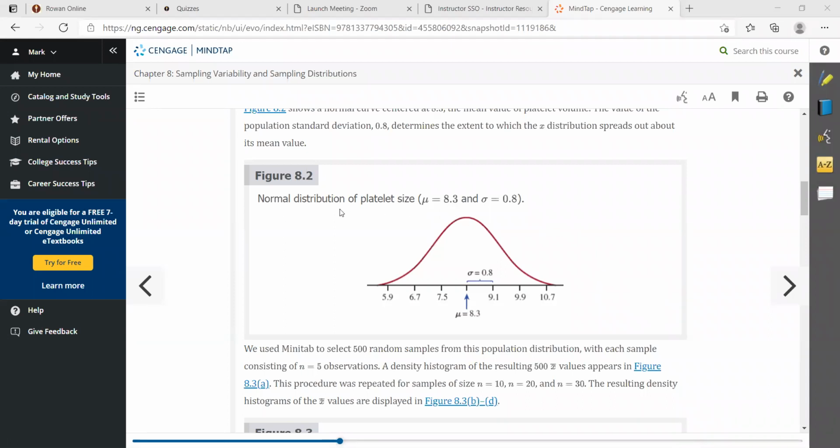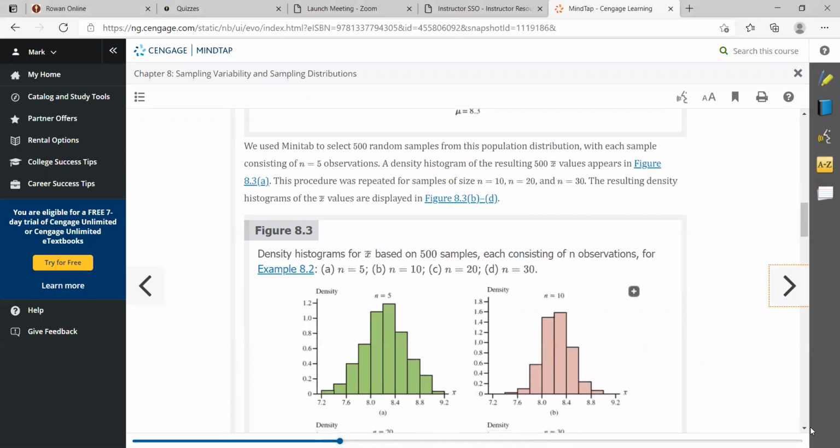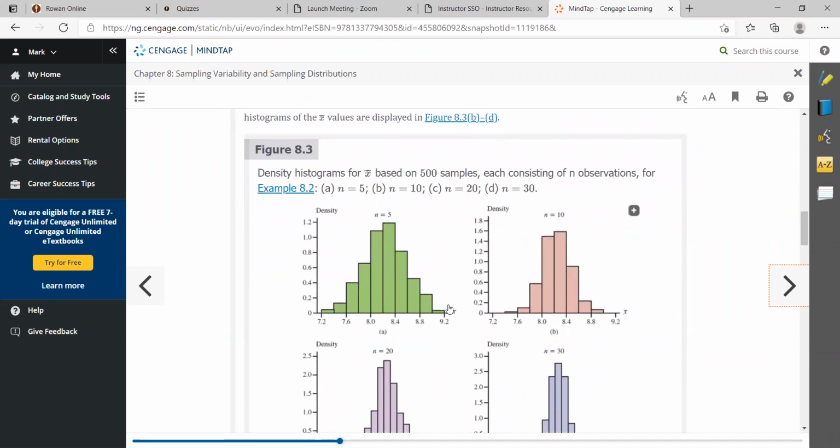All right, this is of course the bell-shaped curve for a population with a mean of 8.3, standard deviation 0.8. This is population information here. Now, if we were going to draw the sampling distribution curve, we would have to have a certain number of samples. For example, we could have 500 samples, 50 samples, 1,000 samples, a million samples.